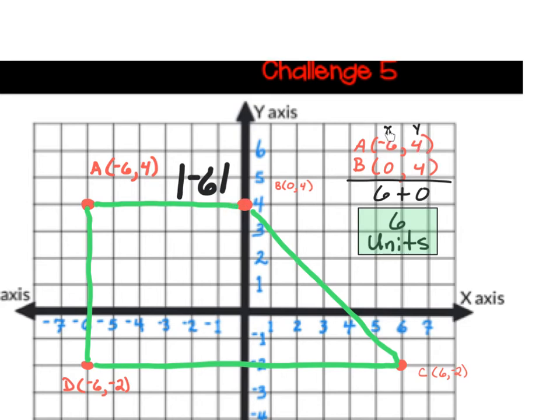Now, from the x-axis, I've got the absolute value of -6, right? Plus the absolute value of 0, which is represented right here. There's no value at all there. It's not moving into the positive or into the negative, right? It's just 0. So if I take the absolute value of -6 and 0, I get 6. And 6 and 0 gives you a total of 6 units. And that is what it would look like if you solve this using your coordinates, my friends.